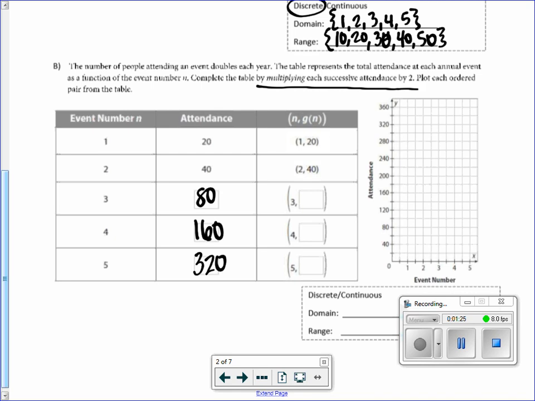And when it comes to the graphing part, are we going to connect these points? No, why not? It is discrete. It is talking about number of events. So people attending a number of events. So yes, same idea. We can't have part of an event. We can't have part of a person. So it's going to be discrete.